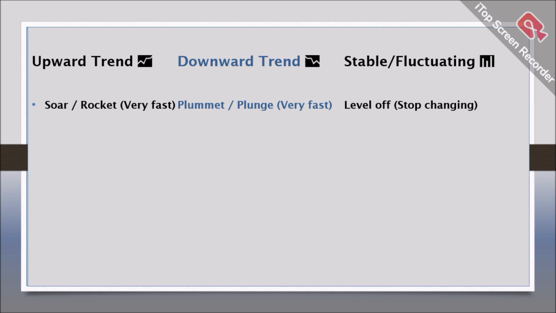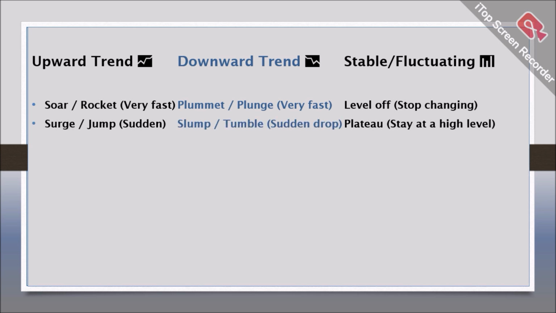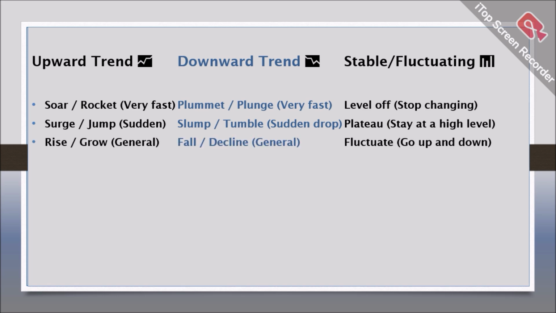Or we could talk about something that is leveling off, has leveled off. To surge or to jump, also a sudden change in our graph. The opposite, downward, to slump or tumble. And then with something more stable, to plateau, to stay at a high level. We have rise and grow, which we can use instead of increase, and fall and decline, which we can use instead of decrease.